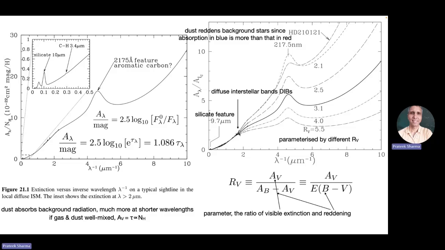These features here at about 0.5 micron are called diffuse interstellar bands, or DIBs. As I said, a lot of these are not even identified: what mineral or composition does it correspond to? So you see, for example, here the RV values are 5.5, 4, 3.1, and so on.